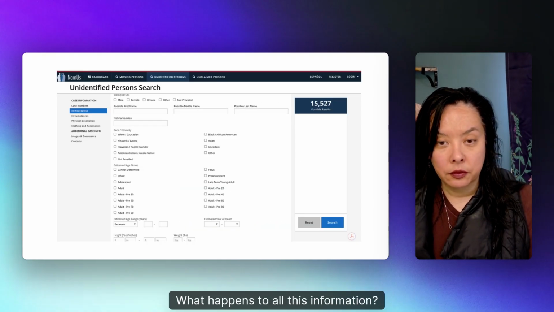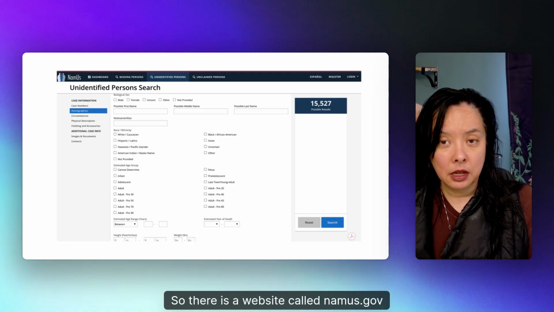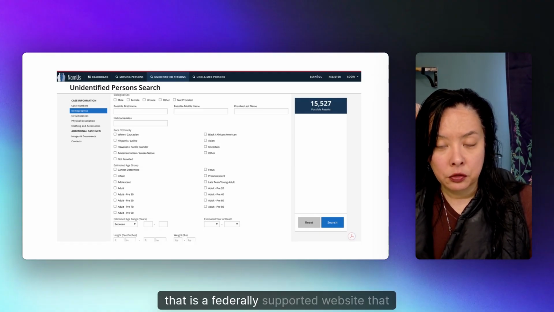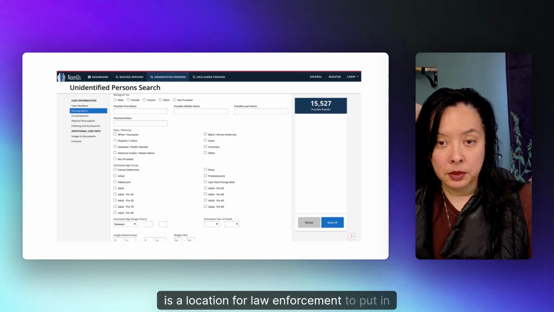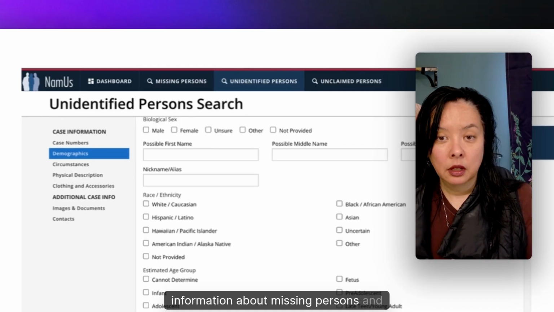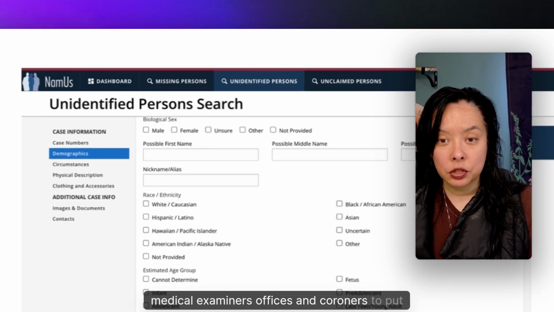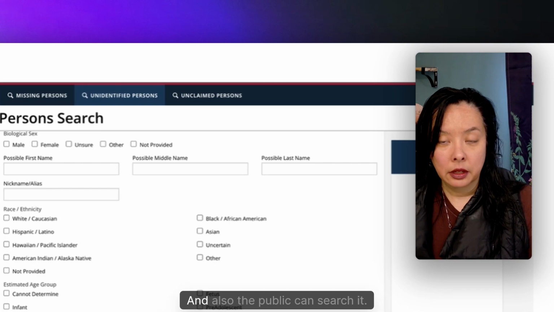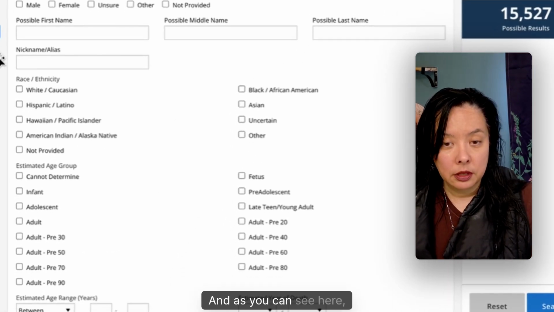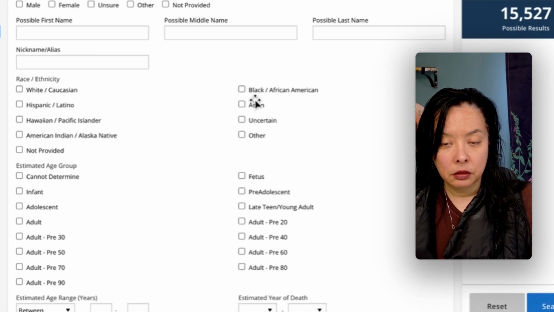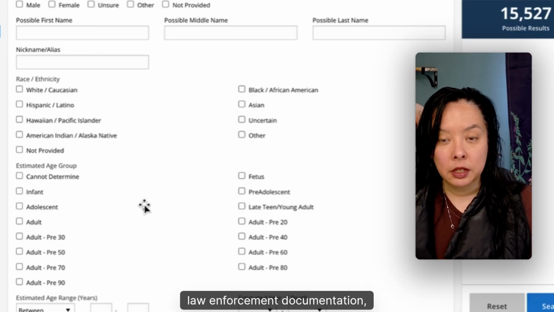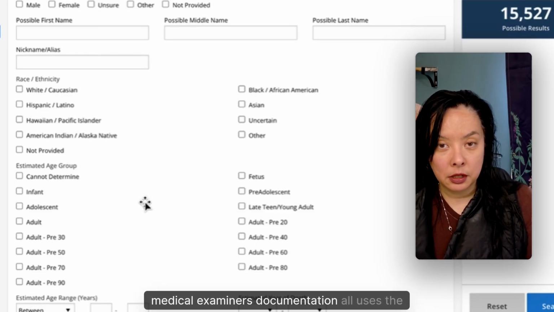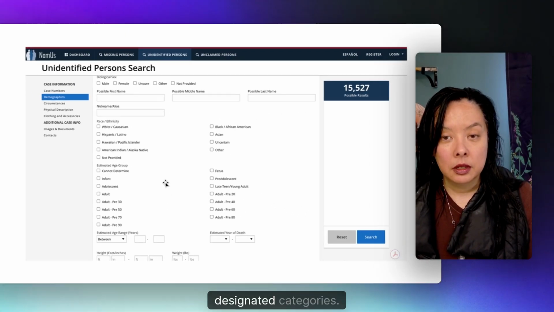And what happens to all this information? So there is a website called NameUs.gov that is a federally supported website that is a location for law enforcement to put in information about missing persons, and for medical examiners' offices and coroners to put information about unidentified decedents, and also the public can search it. And as you can see here, the race and ethnicity categories are the same as the census, right? Because law enforcement documentation and medical examiners' documentation all use the census-designated categories.